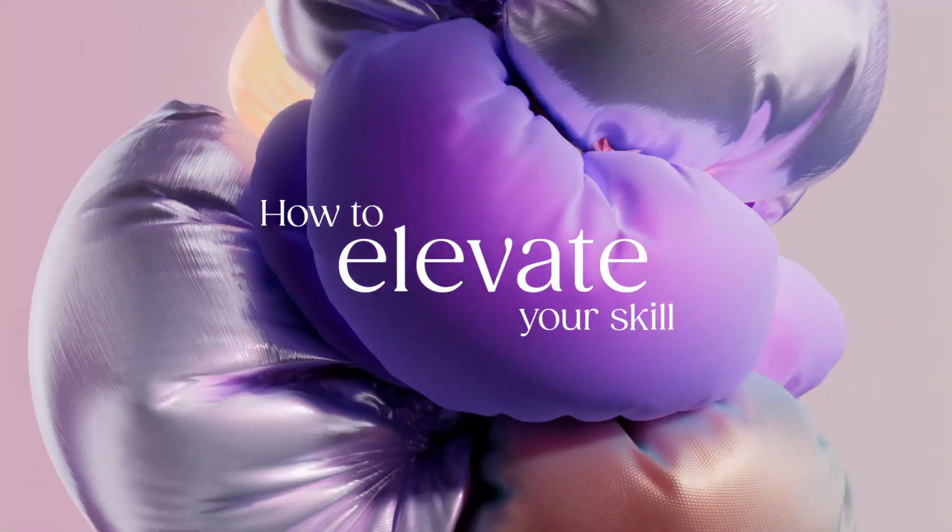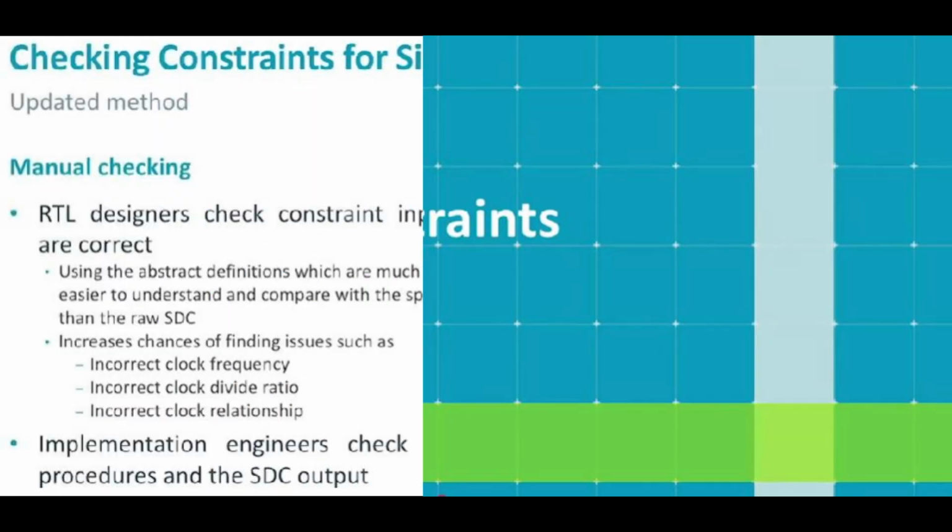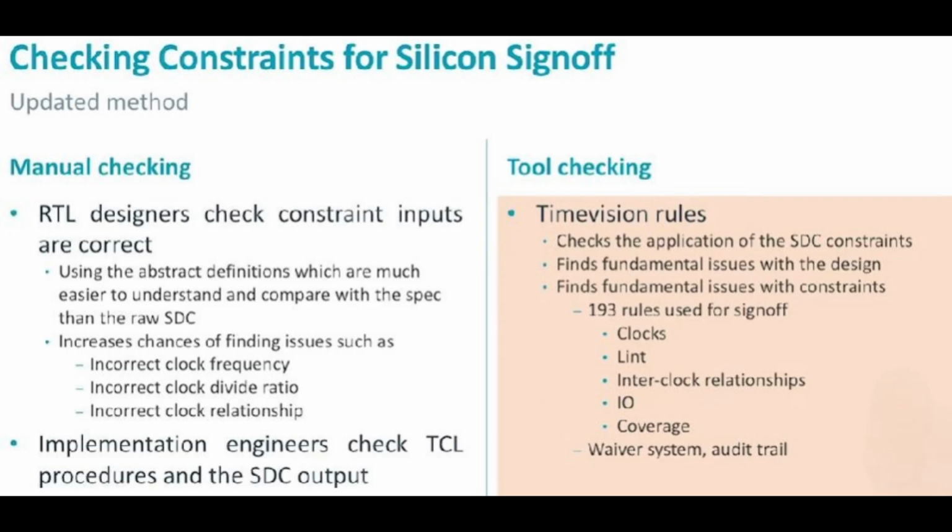So today we are going to discuss checking constraints for sign off. Checking constraints for silicon sign off: RTL designers check that constraint inputs are correct. How do they check them? Using the abstract definitions, which are much easier to understand and compare with the spec than the SDC. So it will increase the chance of finding issues such as incorrect clock frequency, incorrect clock divide ratio, and incorrect clock relationship. Previously, RTL designers checked these things manually.